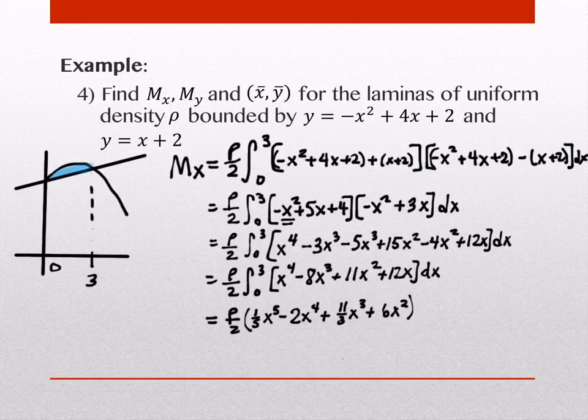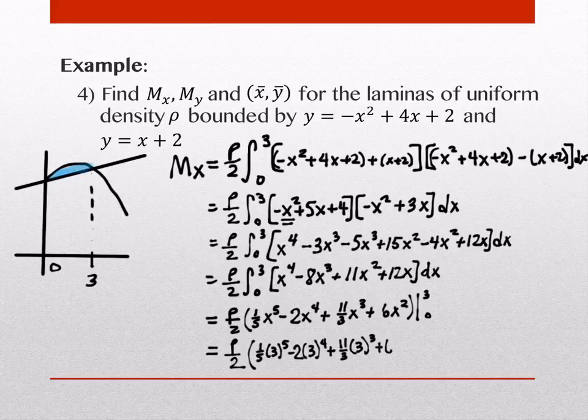Fantastic. That's what I have written on my paper as well. We're evaluating at 3 and 0 is like our best friend ever for evaluation purposes, at least when we're doing polynomials. So we have 1/5 times 3 to the 5th minus 2 times 3 to the 4th plus 11/3 times 3 cubed plus 6 times 3 squared. And then all of that technically minus 0.